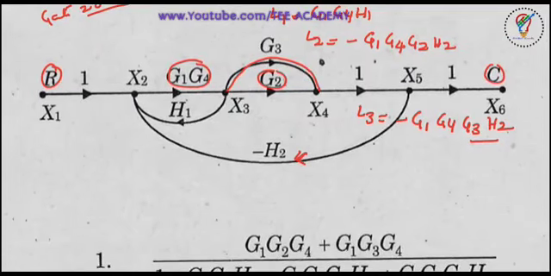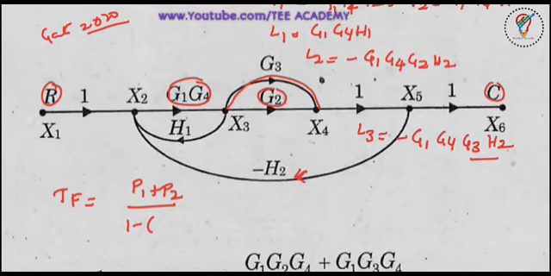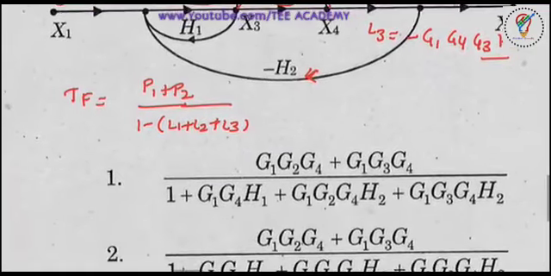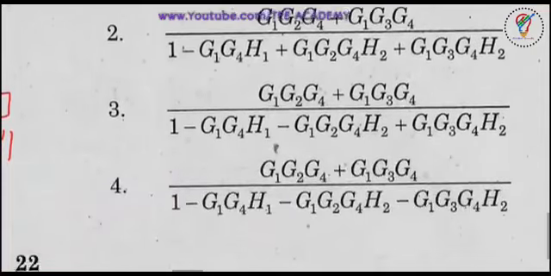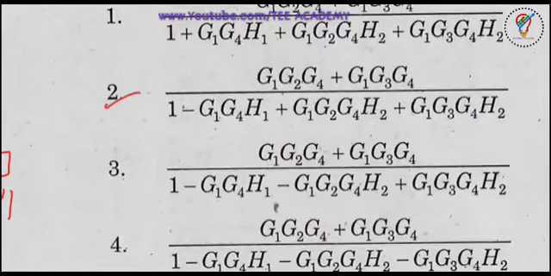Now if you apply Mason's gain formula, the transfer function is equal to the sum of the forward paths divided by 1 minus the individual loops. Non-touching loops, I will consider only one here. So 1 minus (L1 plus L2 plus L3). Add P1 plus P2 and divide by 1 minus (L1 plus L2 plus L3), and you will get the answer. Option 2 is the right option for this question.